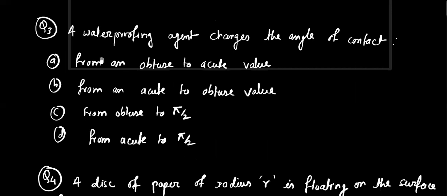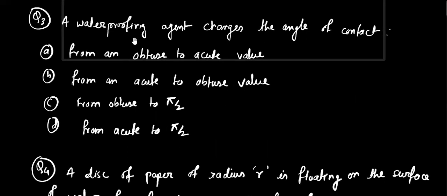So this is question number 3. A waterproofing agent changes the angle of contact.